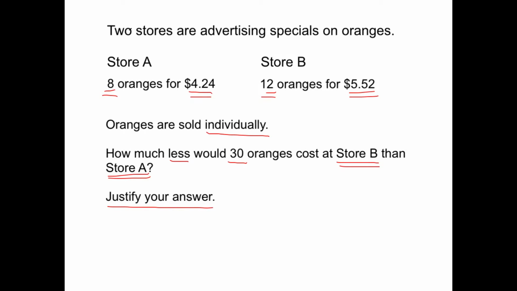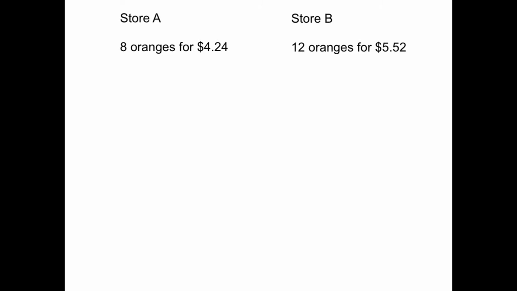What can we infer by the way that this question is worded? Well, it says how much less would the oranges cost at store B. So what can we infer from that? Right. We know that the oranges at store B are going to be cheaper based on the wording of this question, but we need to prove that. We need to justify our answer and find out how much cheaper it is. We are going to solve this problem using the method of unit rate.